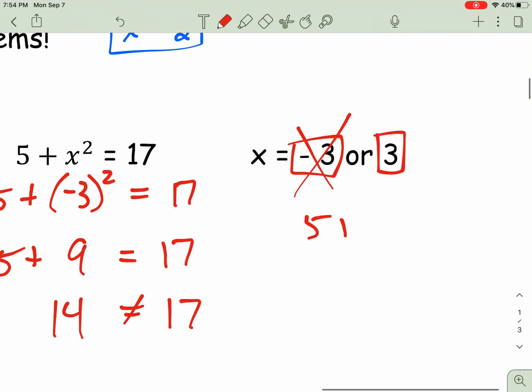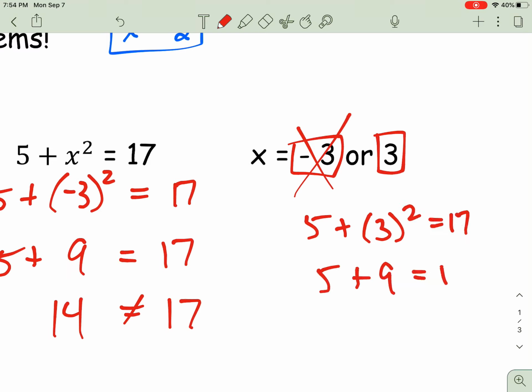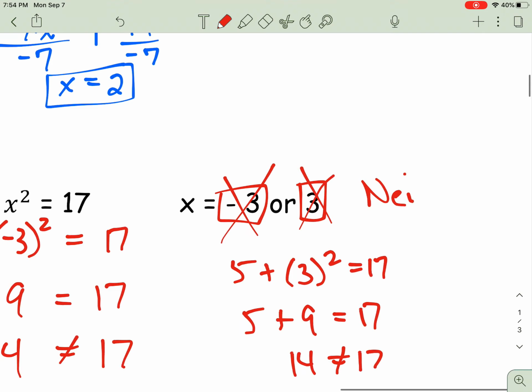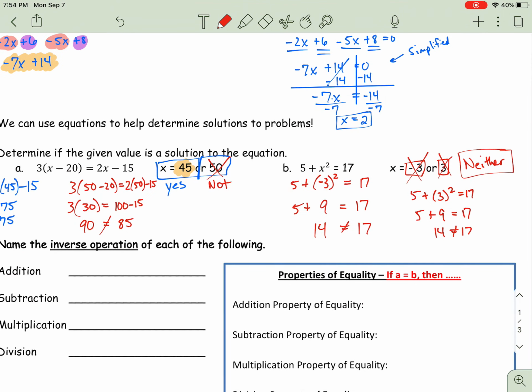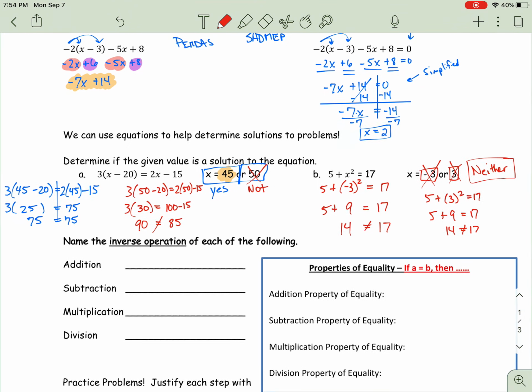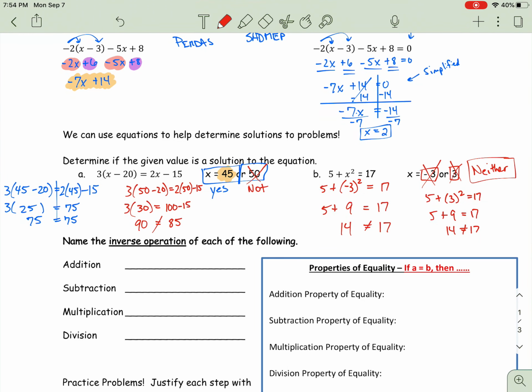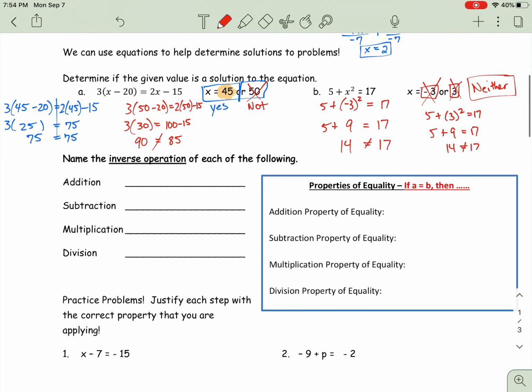Okay, let's try +3. 5 plus 3 squared equals 17. 5 plus 9 equals 14. 14 does not equal 17 either. So no solutions on that, or neither in this case. Okay, so that's how you check to determine if a given value is a solution. You can just plug it in, see if the left side equals the right side, and if it is, then it is a solution. If it's not, then it is not a solution. Pretty simple.